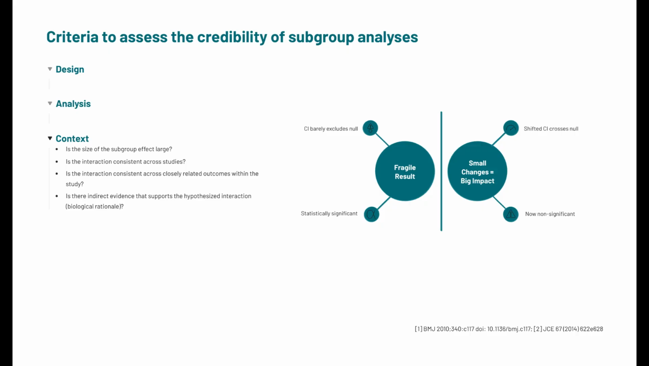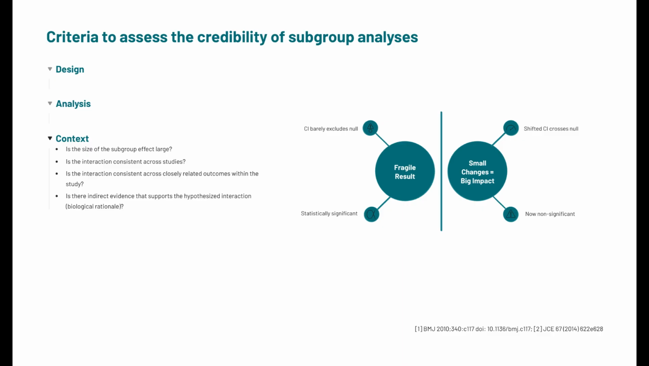For context, start by asking whether the magnitude of the subgroup effect is large enough to matter clinically. Keep in mind that small, borderline effects with wide confidence intervals are fragile, meaning a small number of outcome status changes are needed to move a statistically significant result to non-significant. Next, consider replication. Is the pattern consistent across studies, preferably shown via meta-analyses that pool within-trial interaction estimates rather than study-level averages? Consistency across different trials and settings boosts credibility.